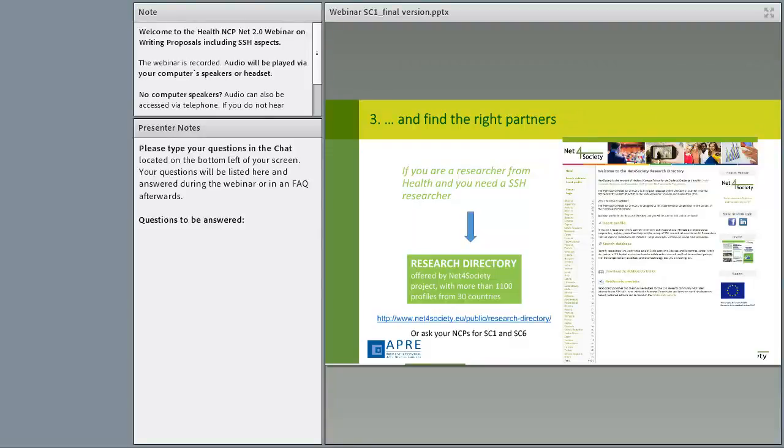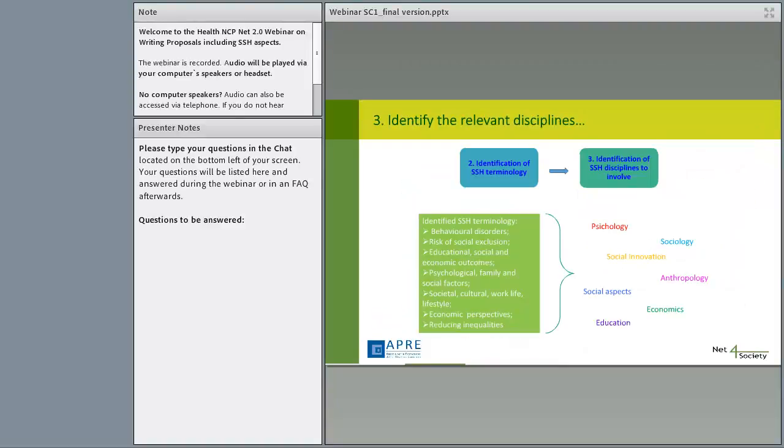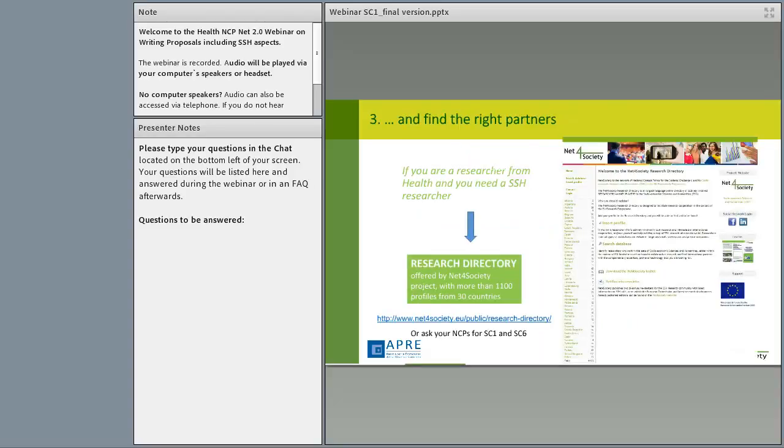Now you need to find the right partners, because if you need someone, a researcher from psychology, or an economist, for example, you need to look for this person, for this researcher. And where can you find all this information, all these contacts? If you are a researcher from health, and you need an SSH researcher, you can check the research directory. That is a database of profiles authored by the Net4Society project, and here you have the link. In this database, you can find more than 1,000 SSH researchers' profiles.